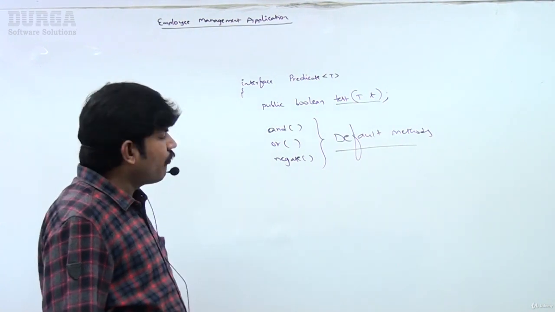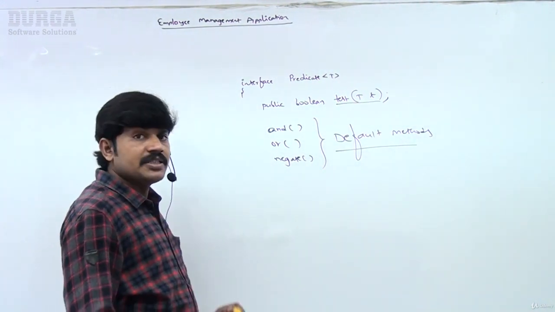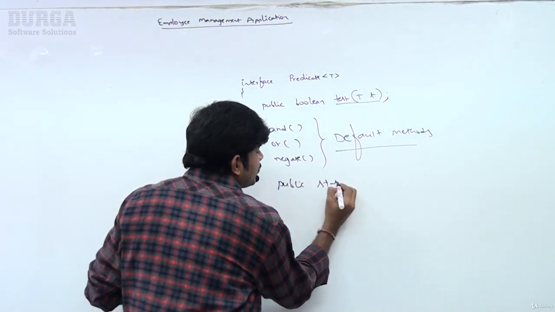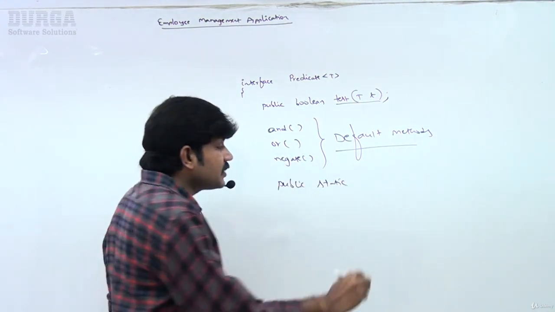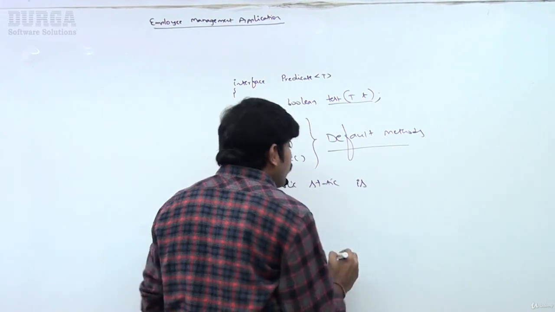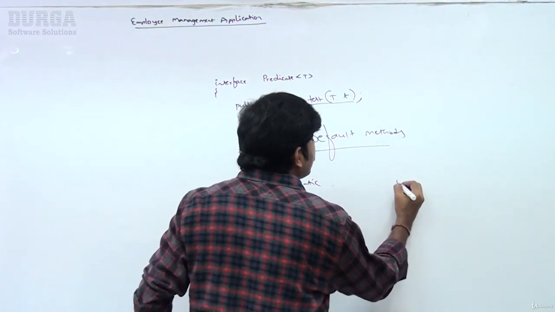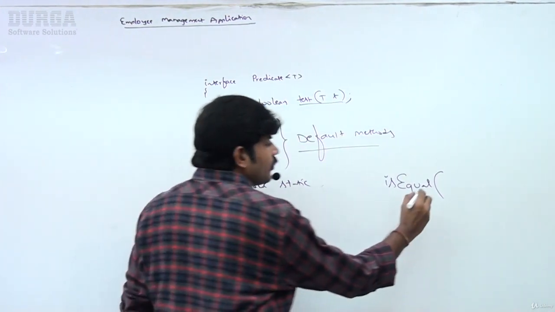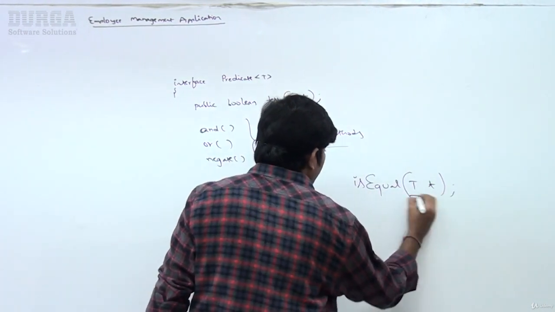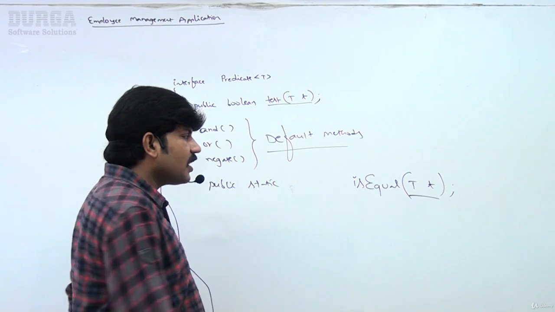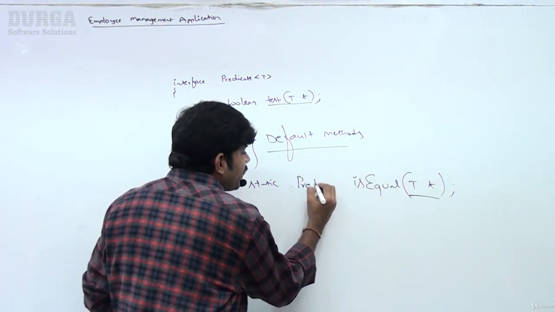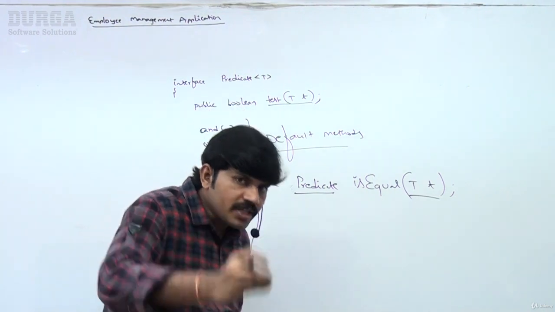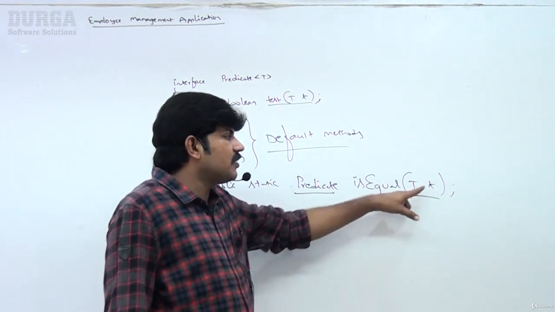Now one more method is there, a static method. What is that static method? It is isEqual. It is always going to take some T type as the argument. Now it is going to return a predicate to check whether the given object is this object or not.